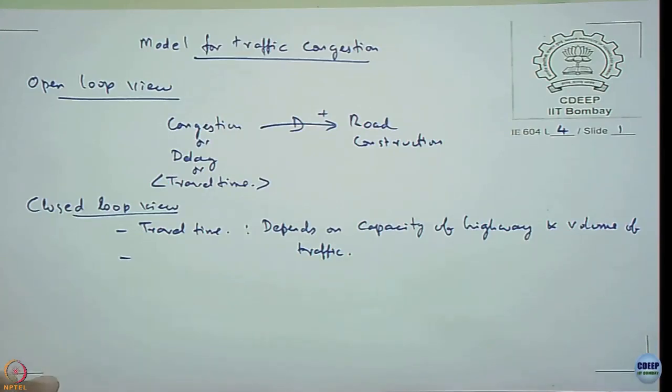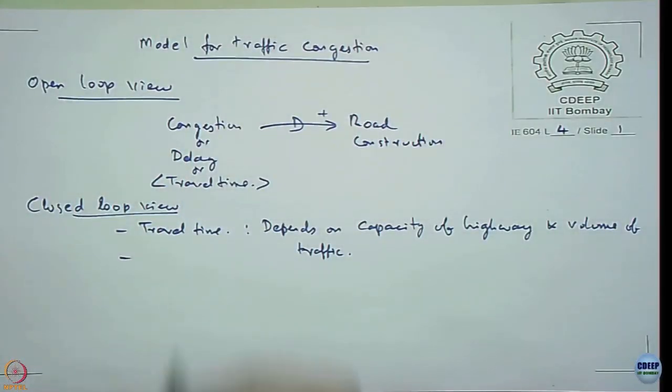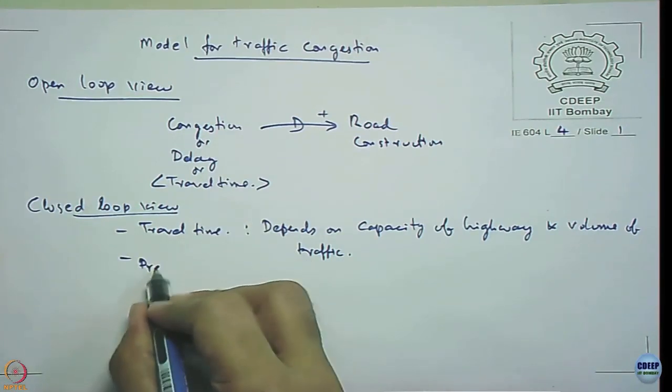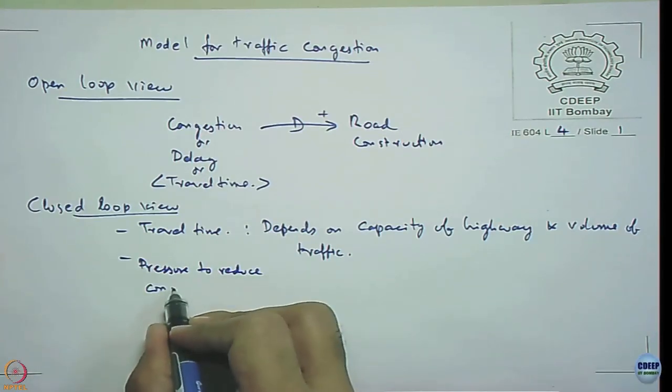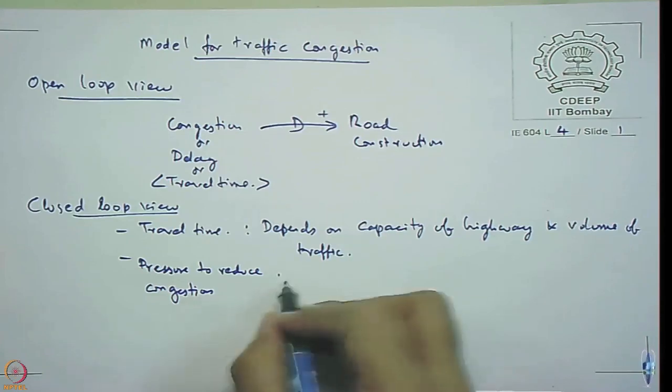Right. So, we have two variables which can affect our travel time. But road construction does not immediately happen. Even if the road is narrow, or there are only single or two lane roads, as long as there is no new pressure to expand the road network, road construction is not affected, as there is no pressure to reduce congestion. So, let us identify a new variable called pressure to reduce congestion.